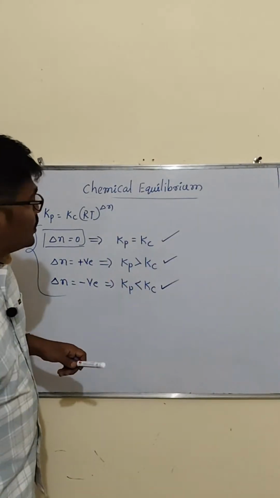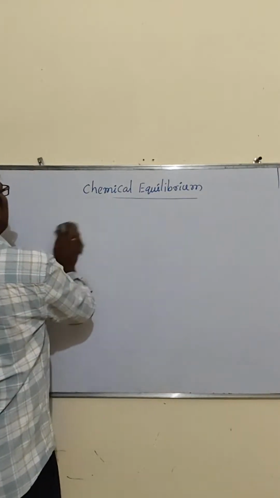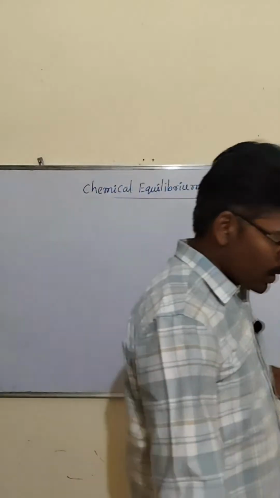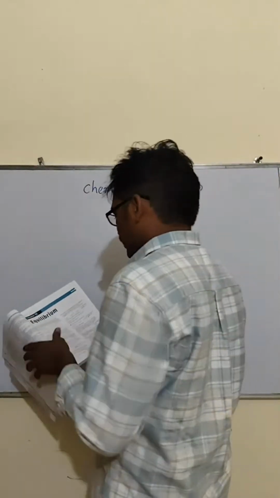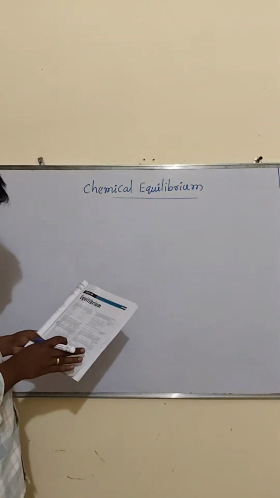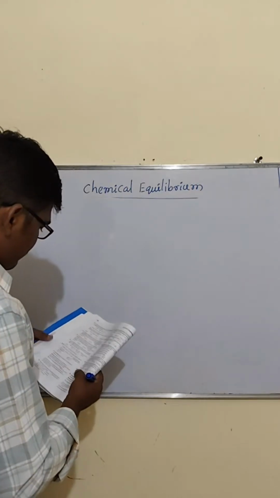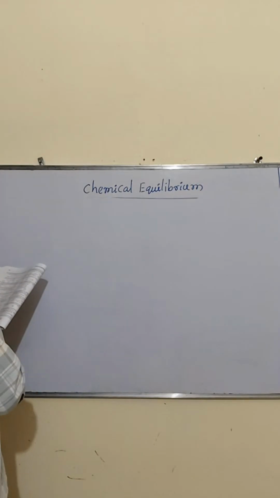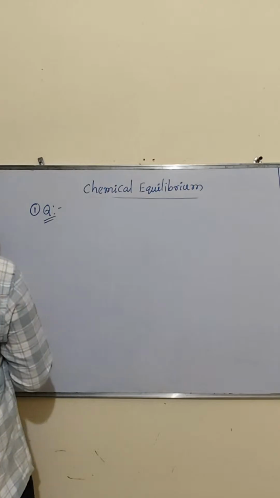Right. So look at all of you, this is the relation between Kc and Kp. Next, what are the problems that we'll discuss now? Look at the problem, relation between Kc and Kp. Then problem number one, based on the relation between Kc and Kp.